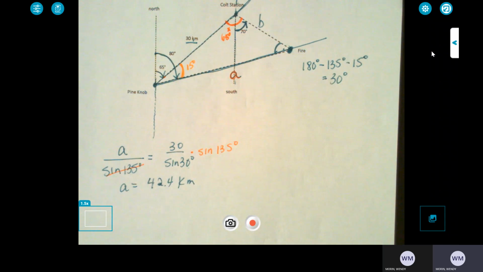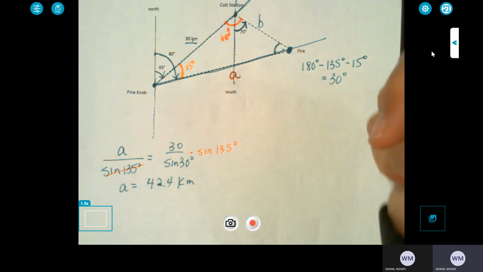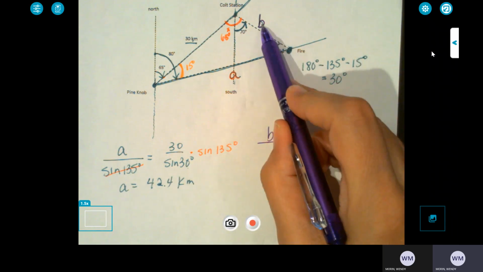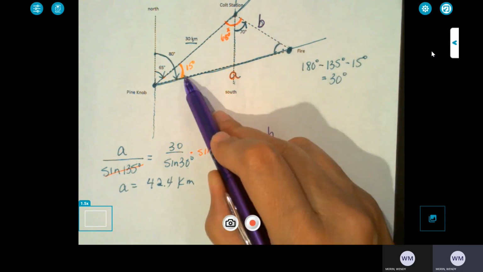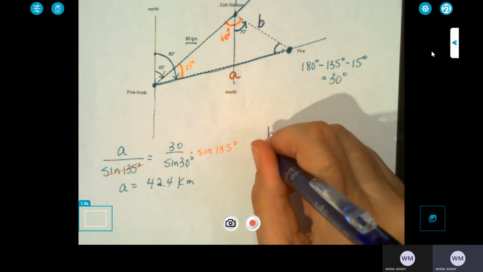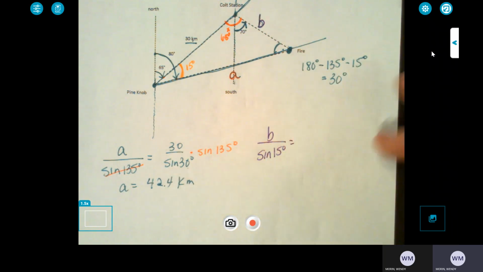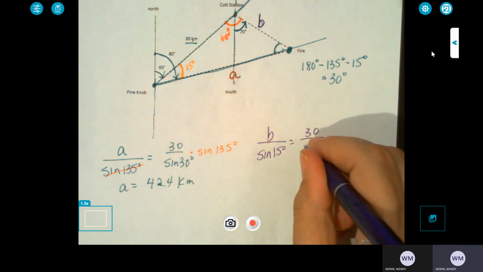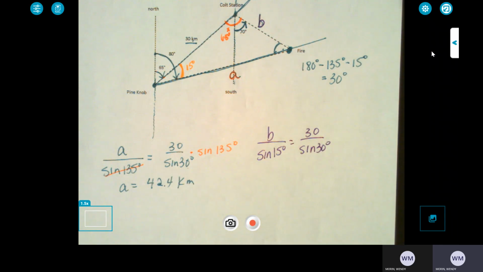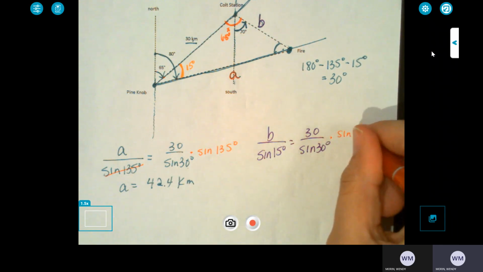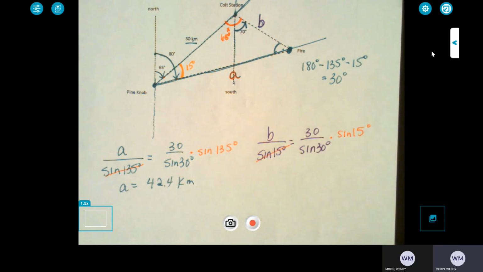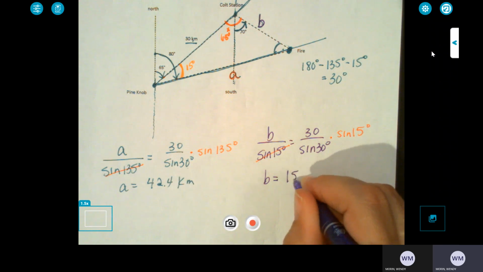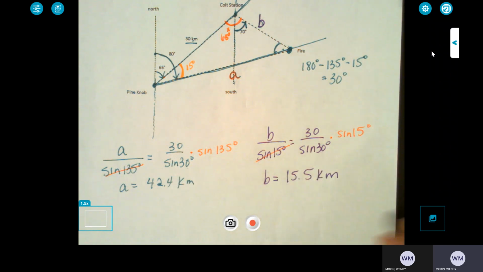Okay. Now we need to find side B. So that's our unknown. We should probably be able to find the angle across in the triangle, which we already calculated, so that's nice. And again, using the same given information, 30 kilometers is across from 30 degrees. So if you multiply both sides by the sine of 15 degrees in this case, and use your calculator, you will get side B is 15.5 kilometers.